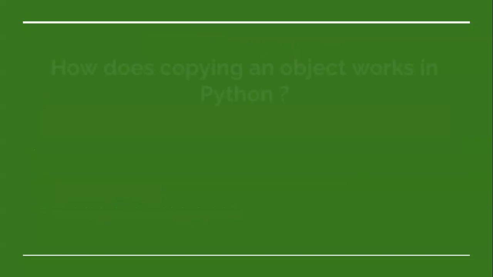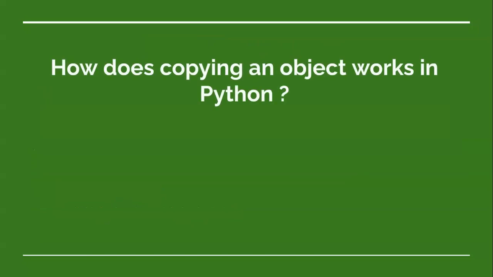How does copying an object work in Python? In Python, we use the = operator to create a copy of an object. You may think that this creates a new object. It doesn't. It only creates a new variable that shares the reference of the original object. Let's look at the snippet.